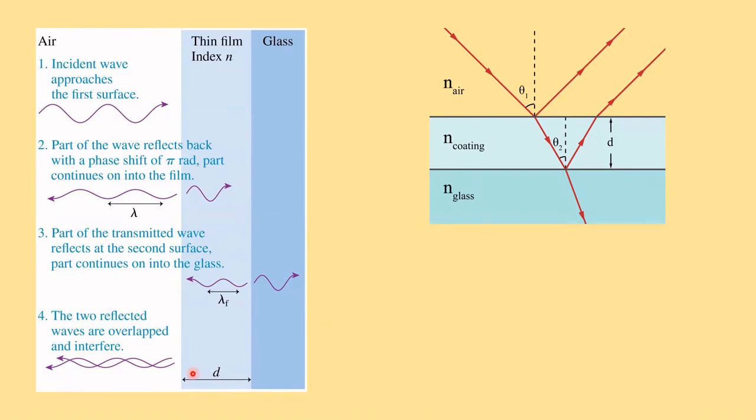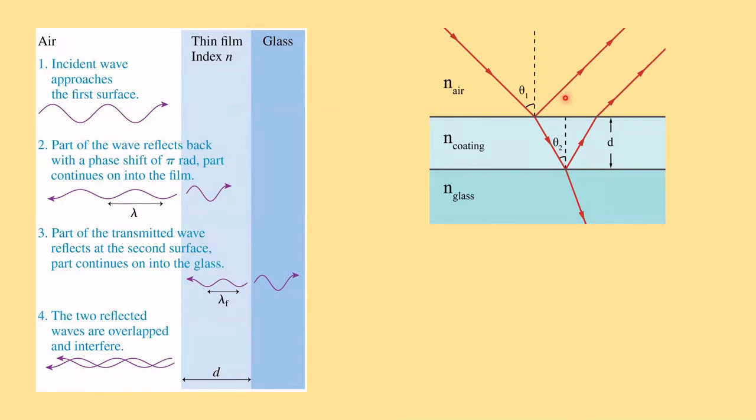What is the path length difference? Well, like I said, this picture is a little misleading. Both waves come in along this path, then they split. Here's the first reflected wave. The second reflected wave had to travel a little further, didn't it? It had to go this extra distance into the coating and then this extra distance back. So these two hypotenuses, if you want to call them that, the sum of these two lengths would actually be the path length difference. This plus this is how much farther the second wave has to travel.